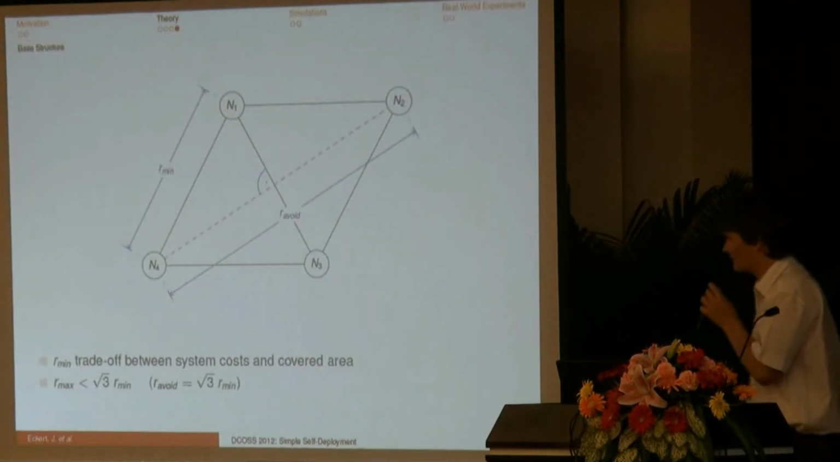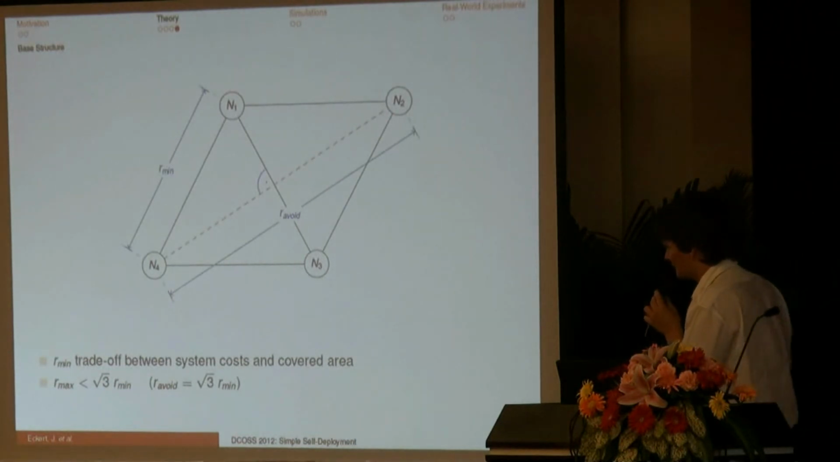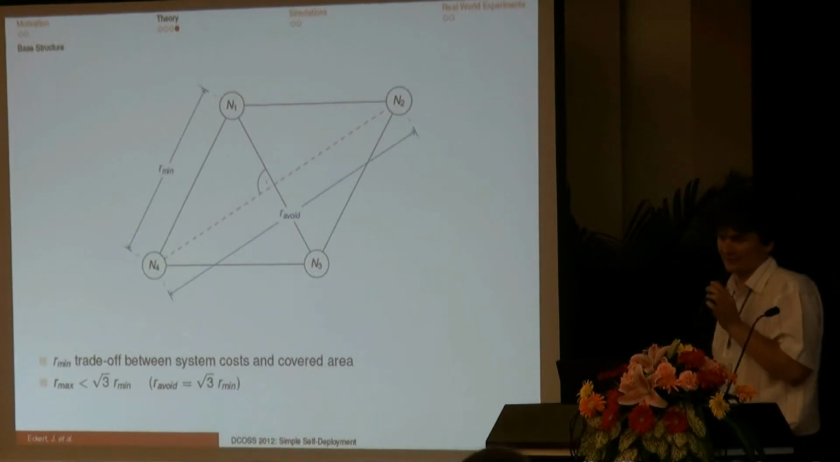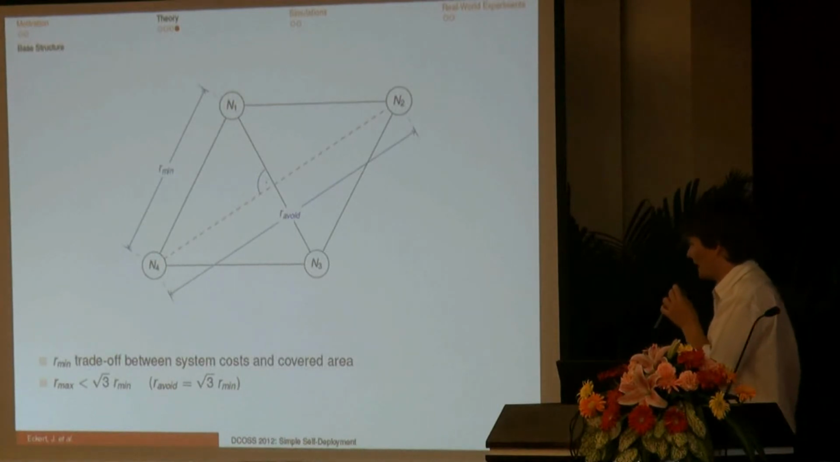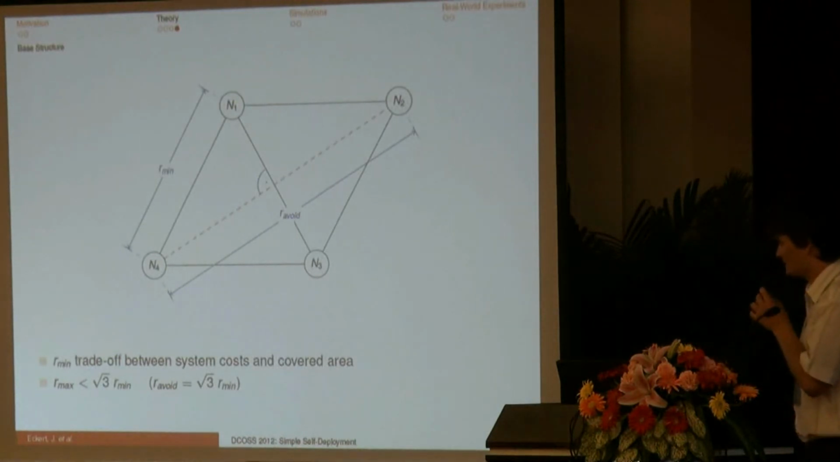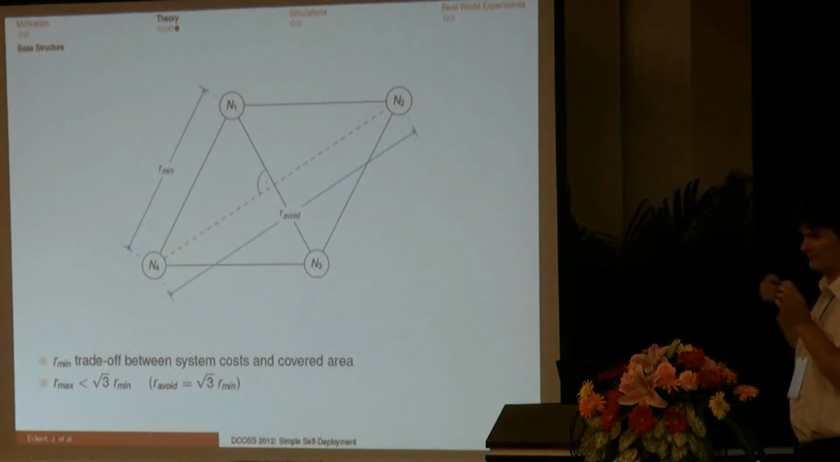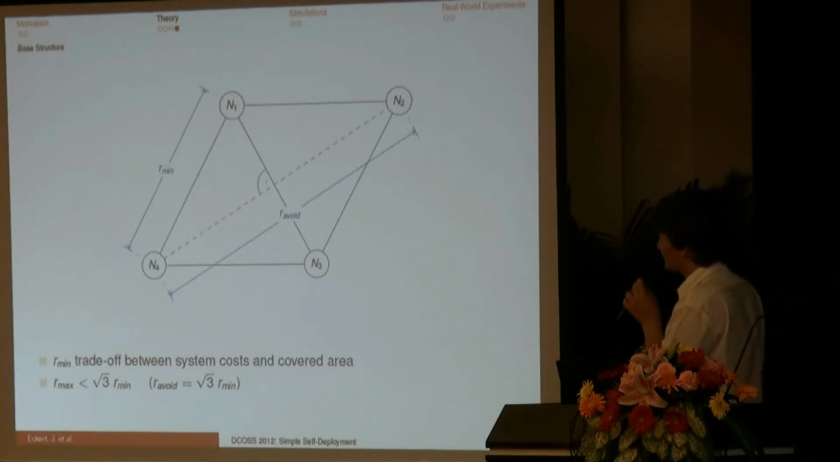Now I need to define both radii for a start. The minimal radius is some kind of a trade-off between the system costs and the covered area, so this is basically absolutely use case driven. And the maximum radius should be lower than our detection range, as I introduced, because we need this attractive zone. However, there is an important constraint.